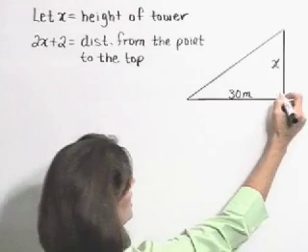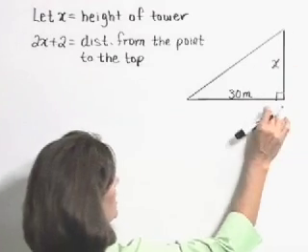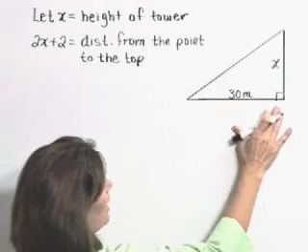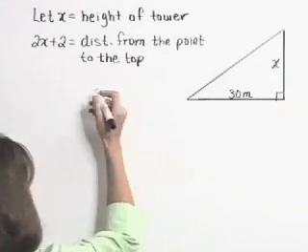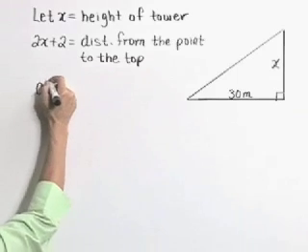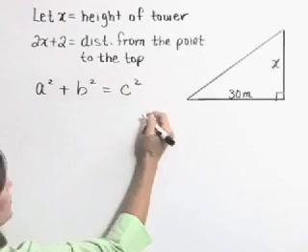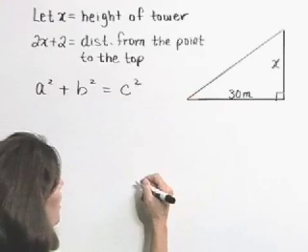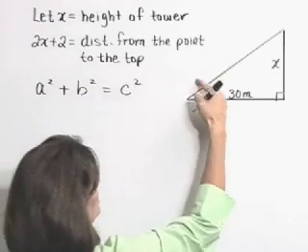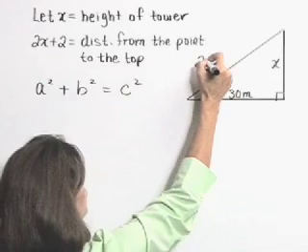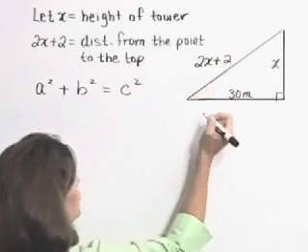Now, we're going to assume that this tower and the ground form a right angle so that we can use our Pythagorean theorem, a squared plus b squared equals c squared, to relate the three sides of this triangle. Now, we've denoted this distance as 2x plus 2.